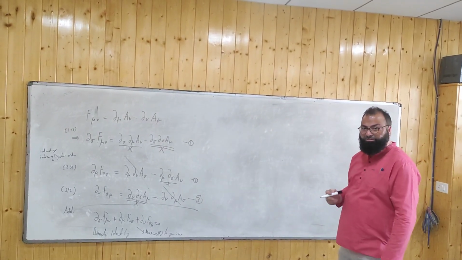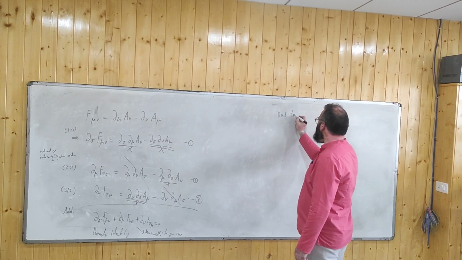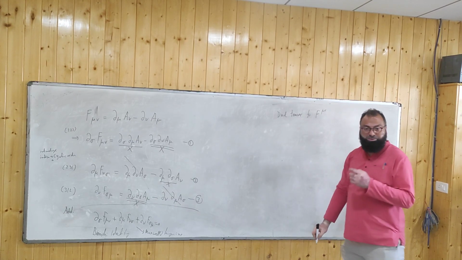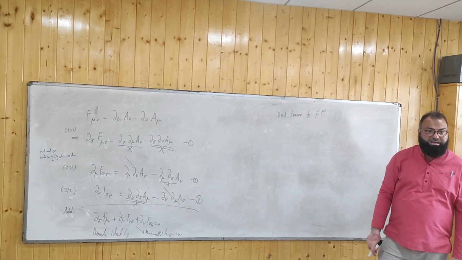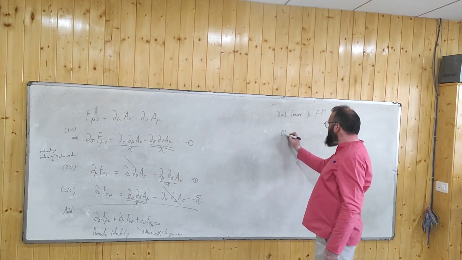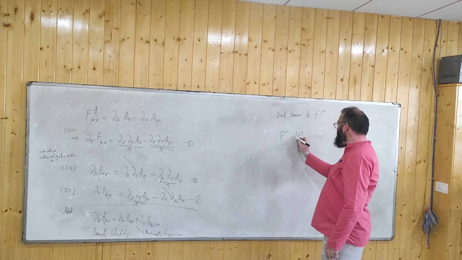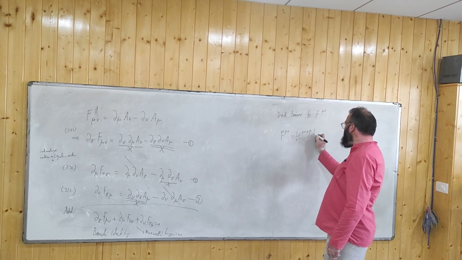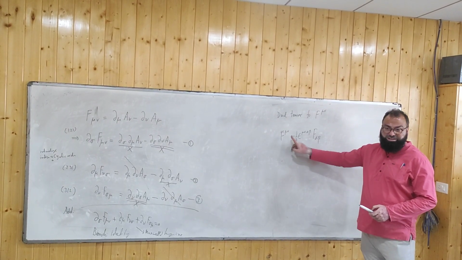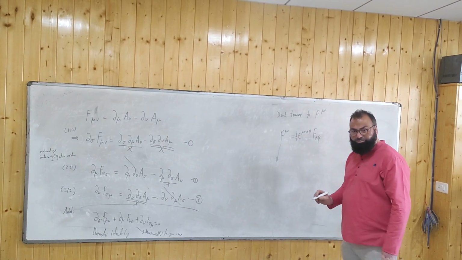So let me define a quantity, what is known as the dual tensor. So you have f mu nu. Let's calculate its dual tensor. I will write it in this fashion. So write it as half epsilon mu nu alpha beta f alpha beta. So this object is dual to f mu nu.